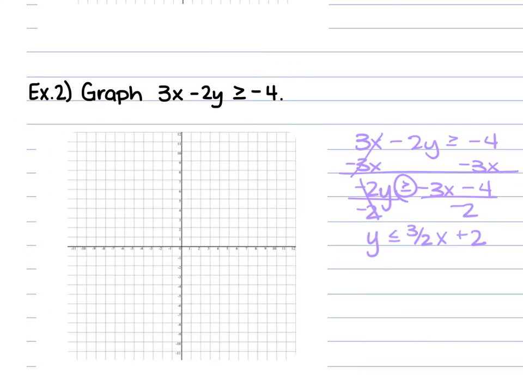So we have a y-intercept of 2. Then we have a slope of 3 over 2. So we're going to go up 3 to the right 2. We can also go down 3 and to the left 2. And then again, this is equal to, so we're going to draw a solid line through these ordered pairs. And then it's y is less than, so we're going to shade below the line.